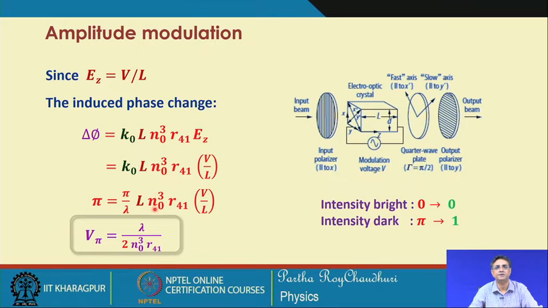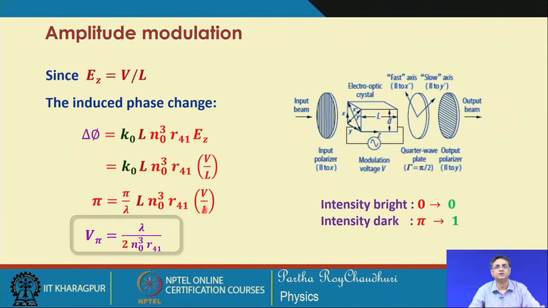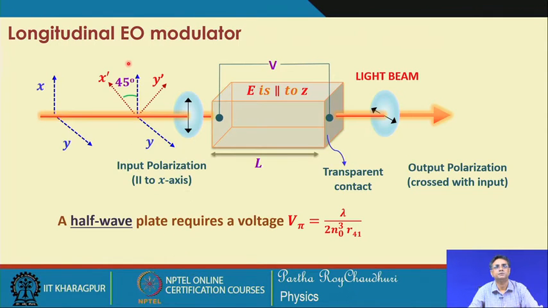This is the only difference in the configuration, and as a result you get V pi equal to this, and you can see that it is reduced by a factor of half. This is the setup for this. You have this polarization which is launched along this, which is halfway between x prime and y prime.